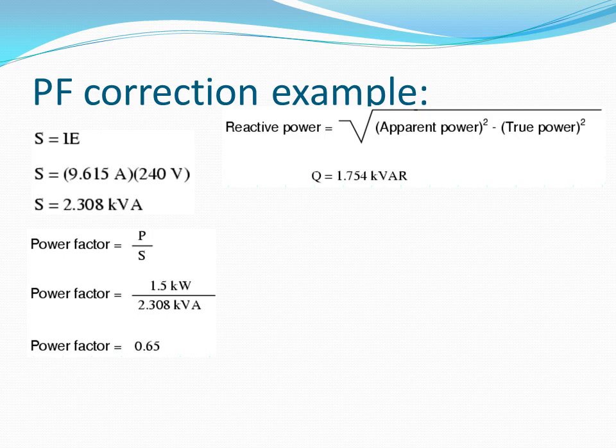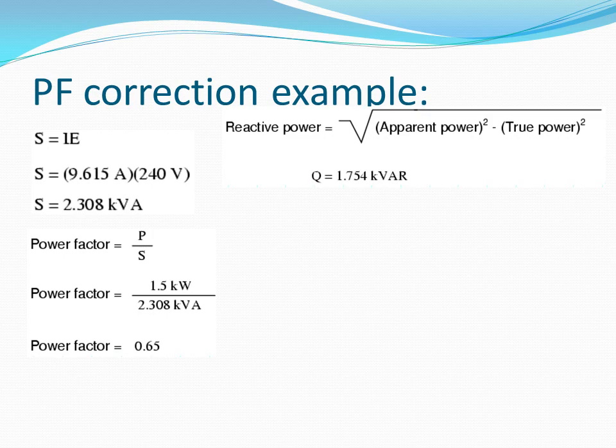Remembering the power triangle, we manipulate the Pythagorean theorem, given the lengths of the hypotenuse, the apparent power, and the adjacent side, the true power, to find the reactive power Q. If this load is an electric motor or most any other industrial AC load, it will have a lagging inductive power factor, which means that we will have to correct for it with a shunt capacitor of appropriate size wired in parallel.